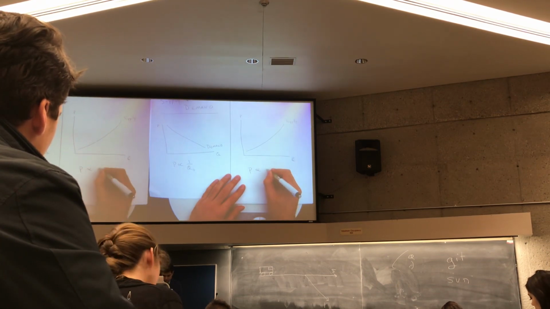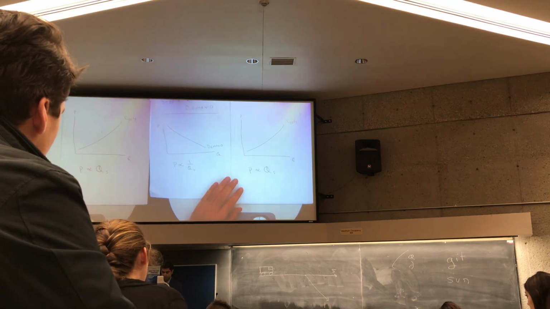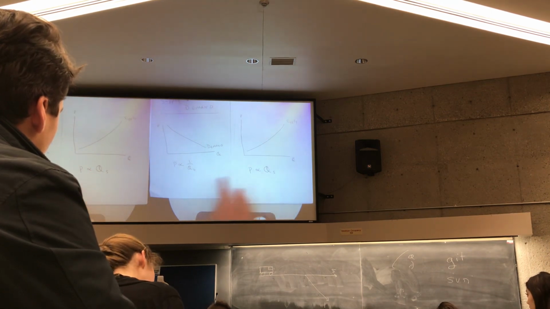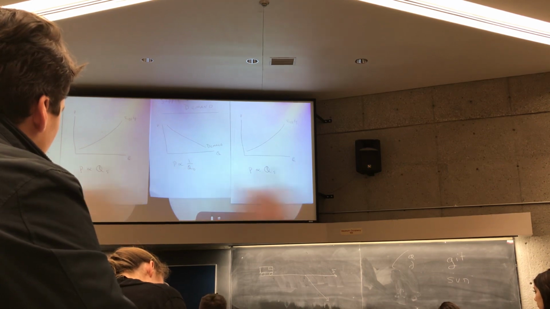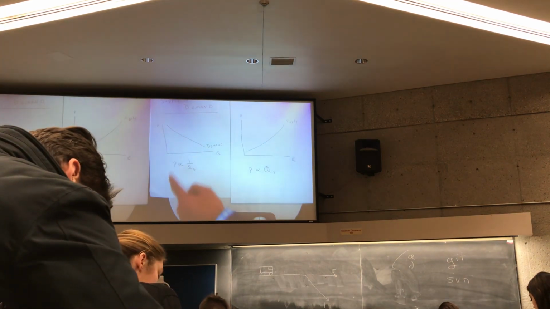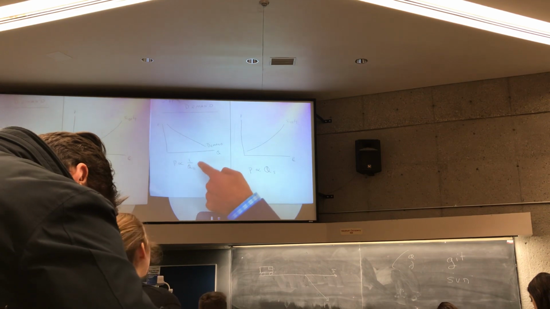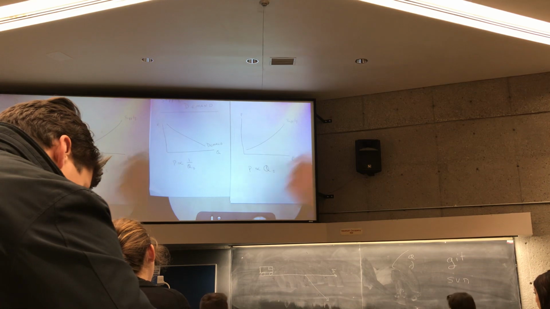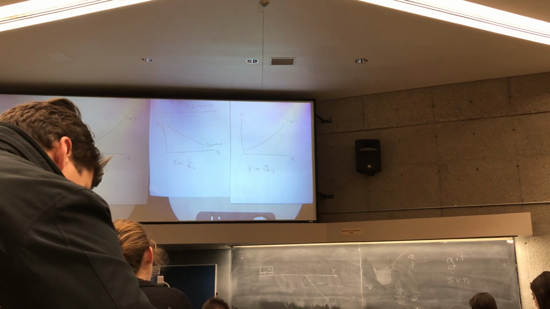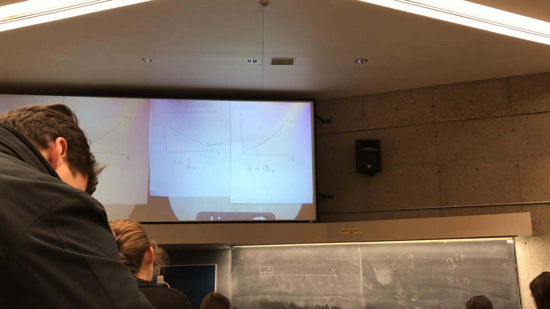Price is directly proportional. You all know what this symbol means? That's a proportionality symbol. As price goes up, here quantity demanded goes down. As price goes up, quantity supplied goes up. This was the last two weeks.